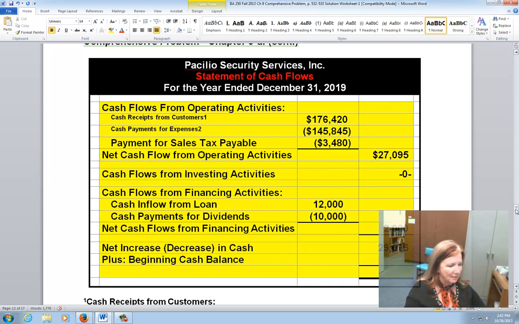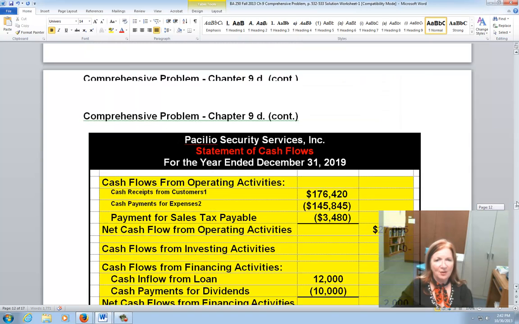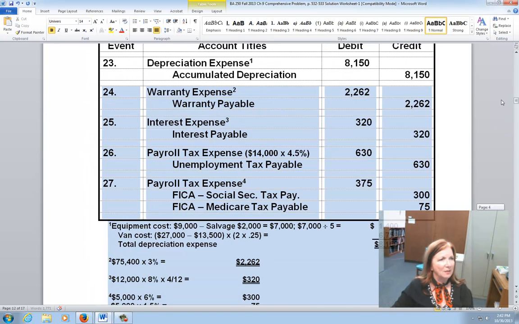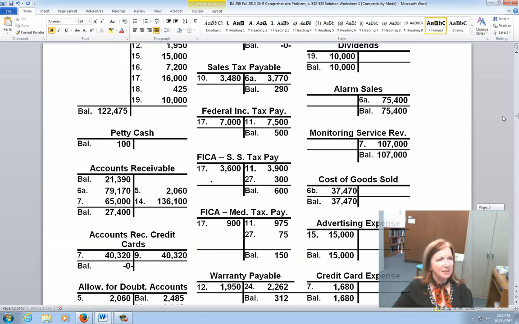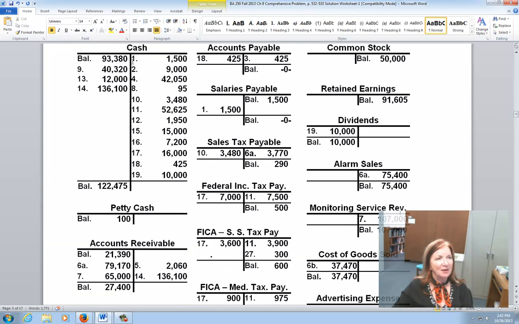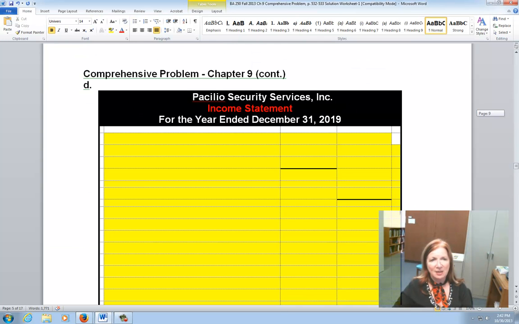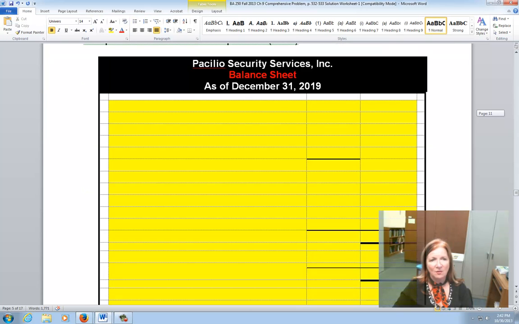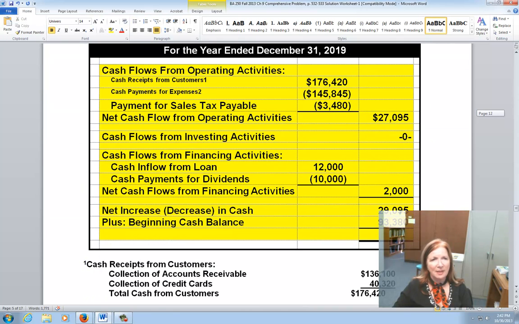It is 93,380, and I can go up here and confirm that by looking at this T account, and there it is. There's that beginning balance, 93,380. So I have that correct, both from the beginning trial balance and from the T account.